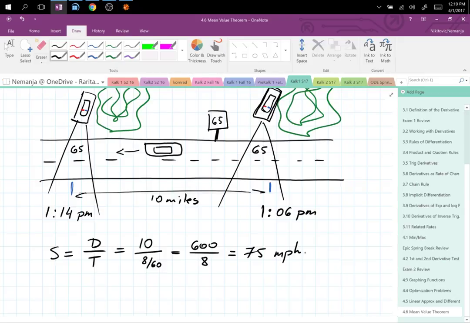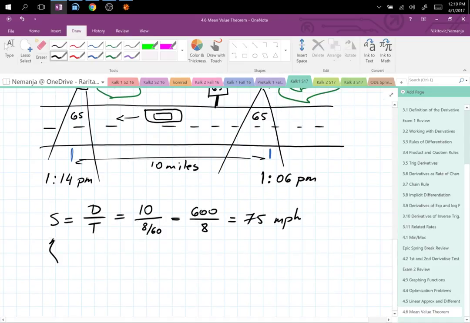Now, what do you have as the theorem? The theorem says that your average is going to be equal to instantaneous somewhere if it's continuous and differentiable. Well, differentiable means you do have a speed, right? You were driving the car, and the road was continuous because you were alive on the other end. So the trip was uninterrupted.